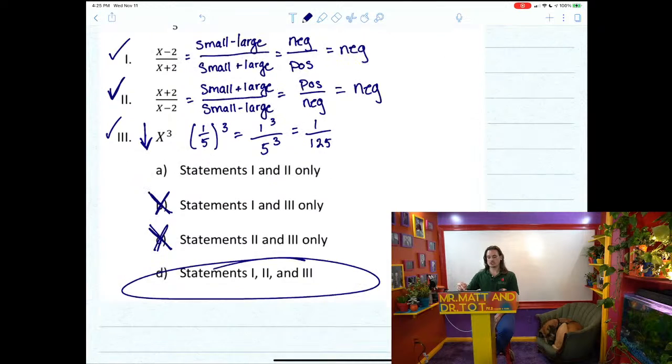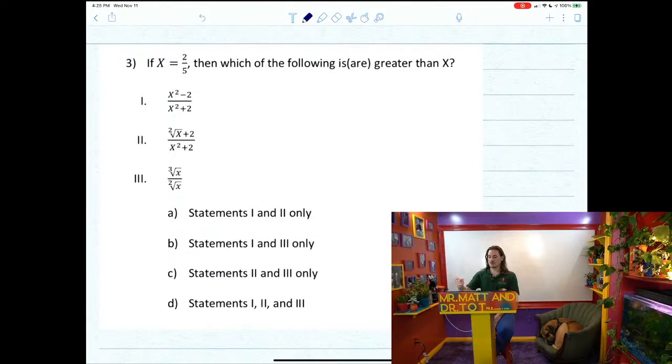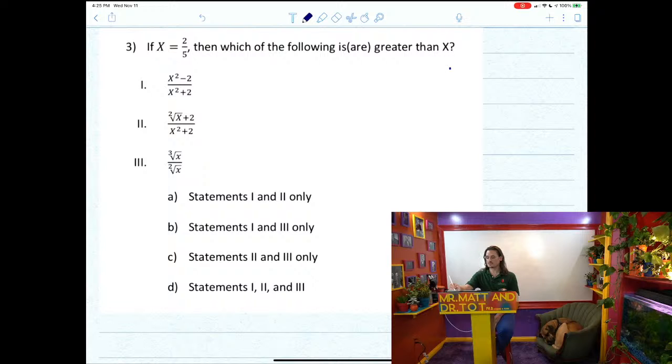If you have any questions, then please let me know. Otherwise, I'm going to give you 3 minutes. Please look at this last problem.